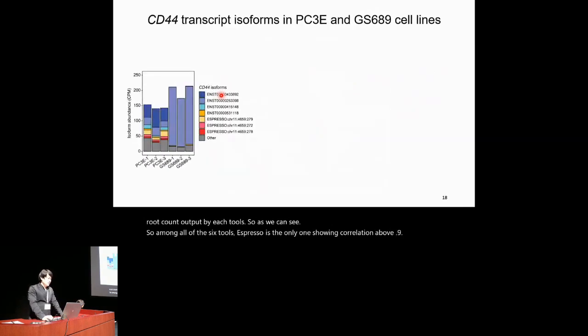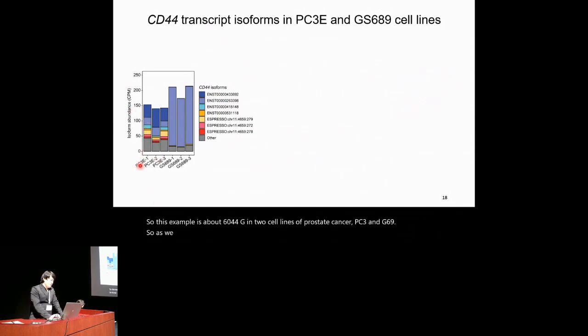This example is about the CD44 gene in 2 cell lines of a prostate cancer, PC3E and GS69. As we can see, there are several different transcript isoforms in PC3E, and this dark blue one has a relatively high proportion compared to the others. However, in the GS69, there are only a few transcripts, and actually, the dominant isoform is this light purple one.